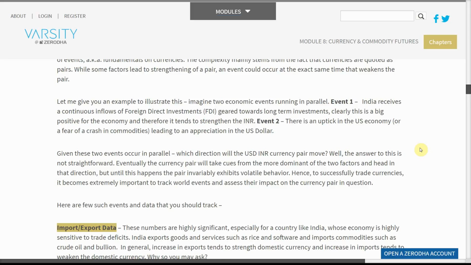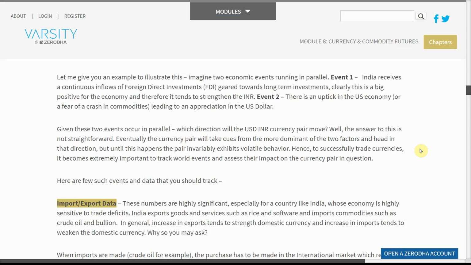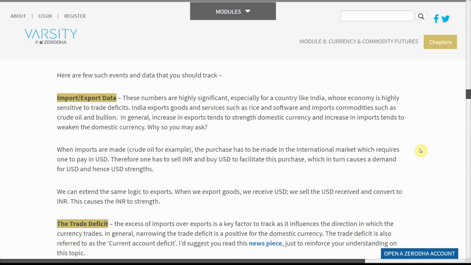Well, the answer to this is not straightforward. Eventually, the currency pair will take cues from the more dominant of the two factors and head in that direction. But until this happens, the pair invariably exhibits volatile behavior. Hence, to successfully trade currencies, it becomes extremely important to track world events and assess their impact on the currency pair in question. Here are a few such events and data that you should track.